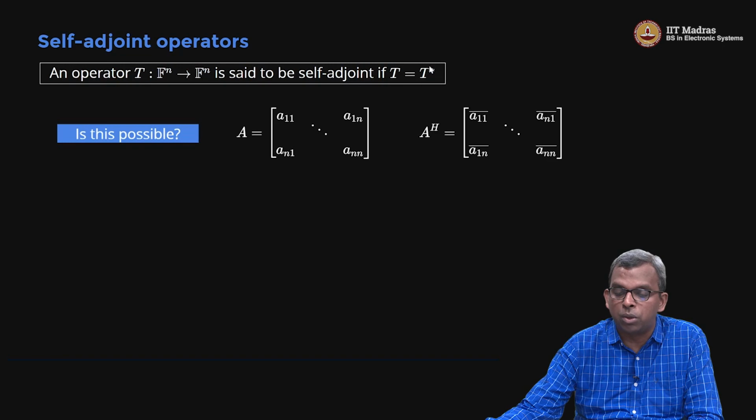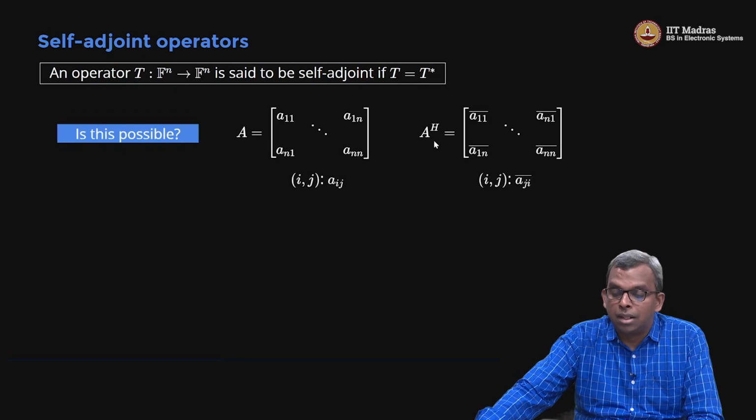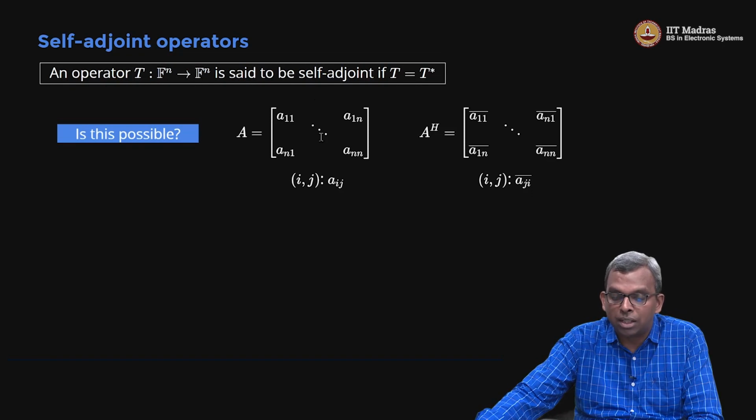So, if T has to be equal to T star, then all you need is A to be equal to A Hermitian. So, that's it. If A becomes equal to A Hermitian, then you're okay. So, if you look at the ijth element, here it is Aij, the ith row and jth column.